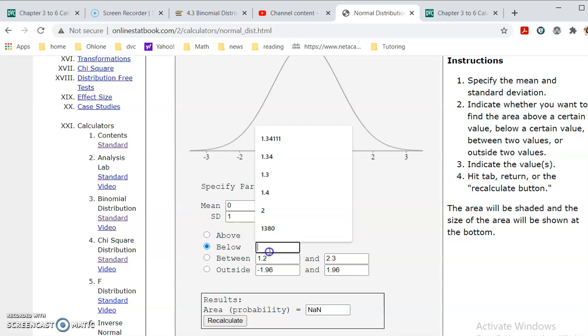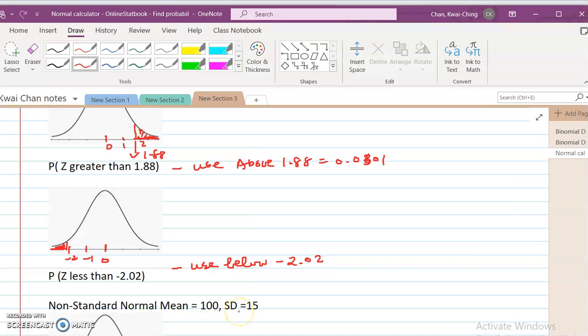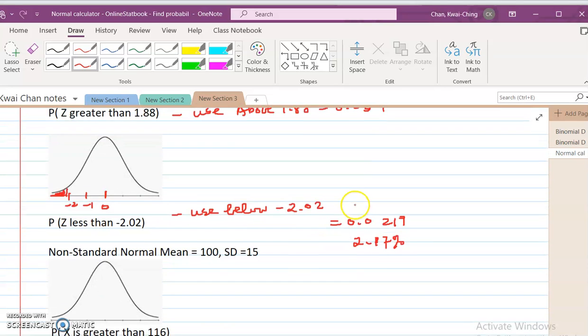Use below negative 2.02, and then we calculate: 0.0217. In percentage, you can say this is 2.17% of the z-scores. Z corresponds to z-score. So that's what we do.